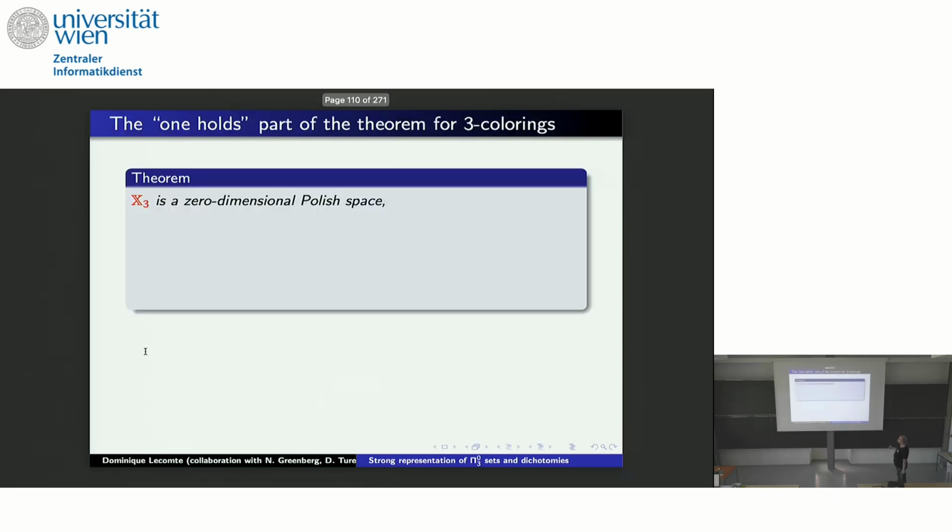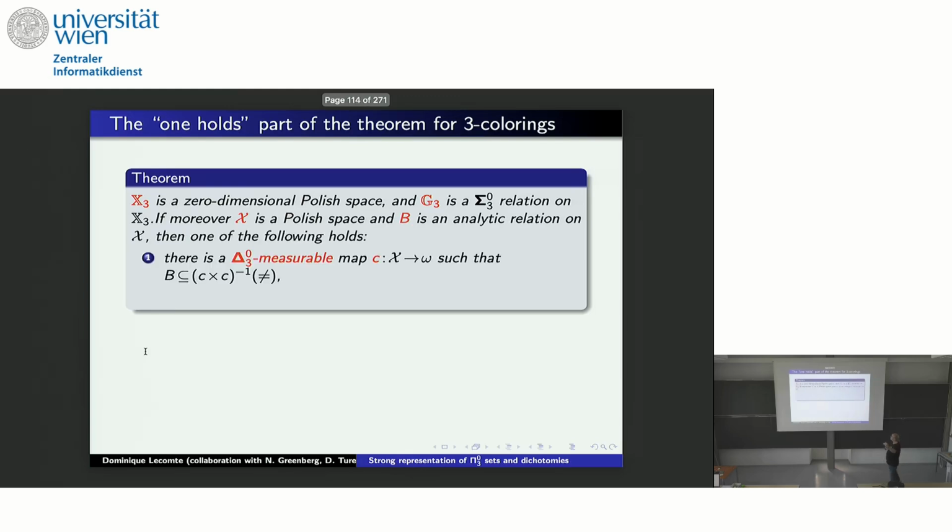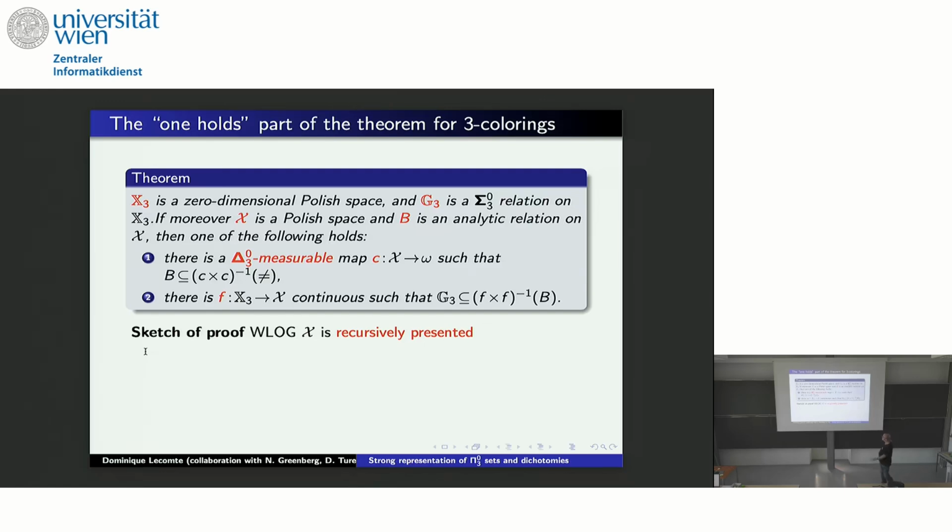So we will focus on the one-holds part of the theorem. You know, we are looking for a dichotomy. So there is the one-holds part and the exactly one-holds part. I will not speak about the exactly part, I won't have time for this, but I will focus on the one-holds part. So it's the exact same statement as before, so I don't insist. I want to sketch this just to motivate strong representation.